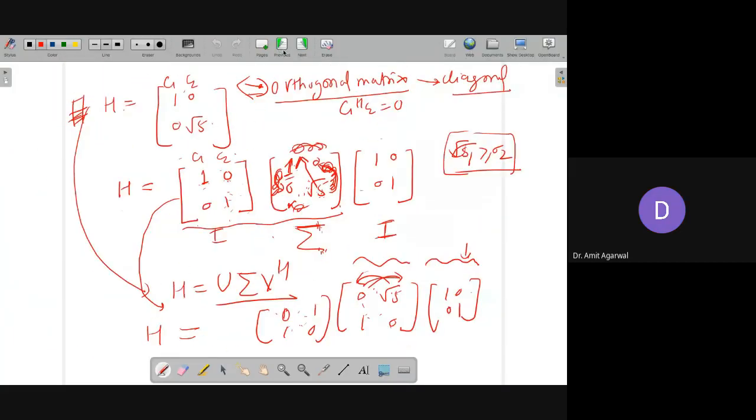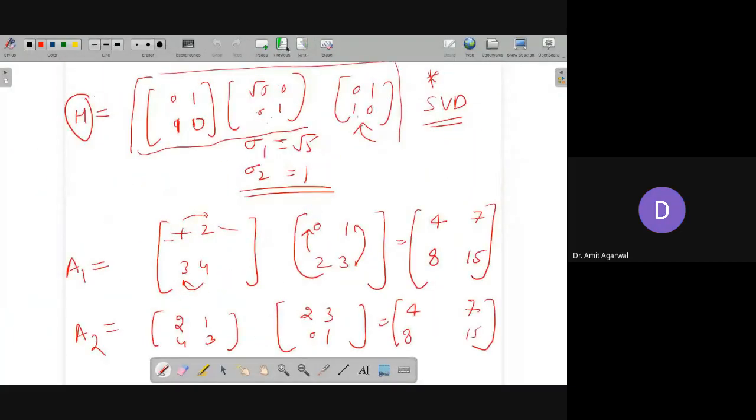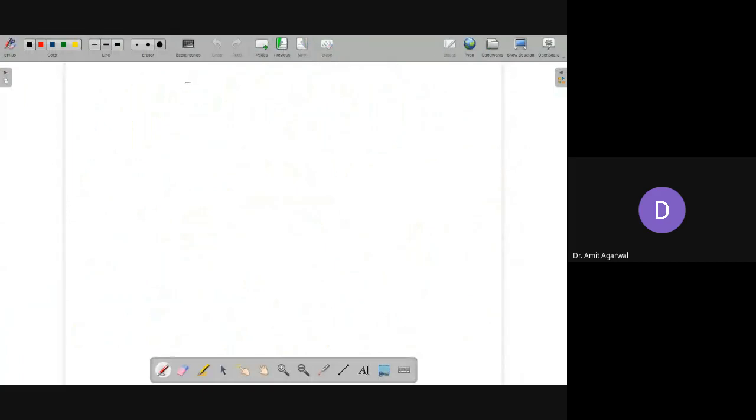So let's do one more example. Take one example like this. So this is also an orthogonal matrix. Just check if this is orthogonal or not. What is the condition for orthogonality? C1 Hermitian C2 must be 0. So it is an orthogonal matrix. So let's do its SVD.